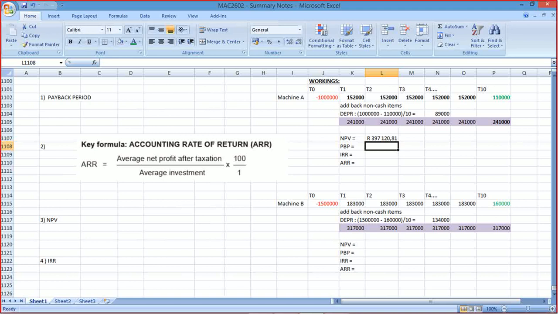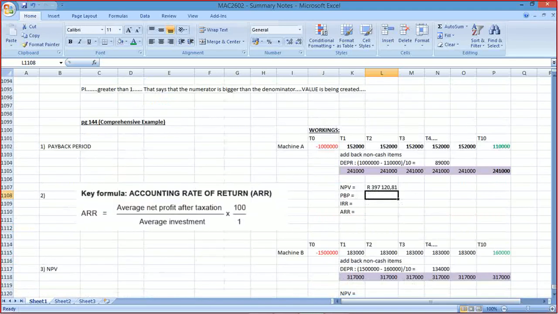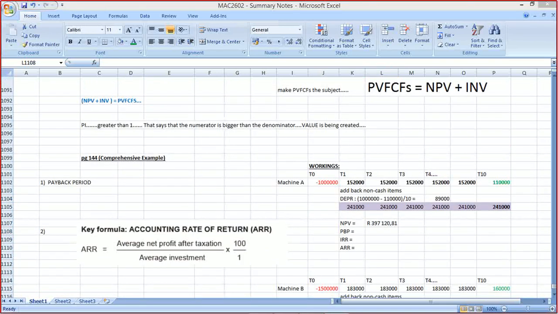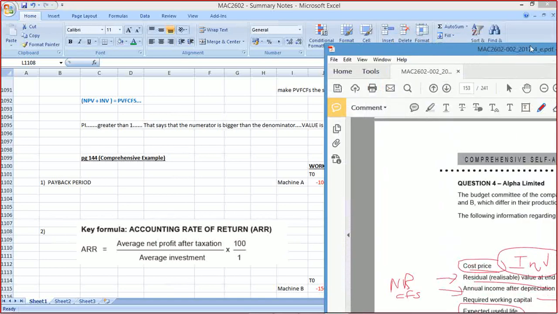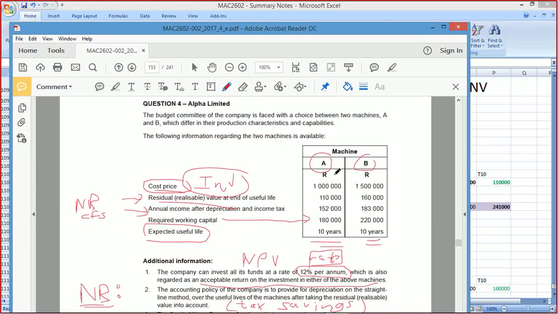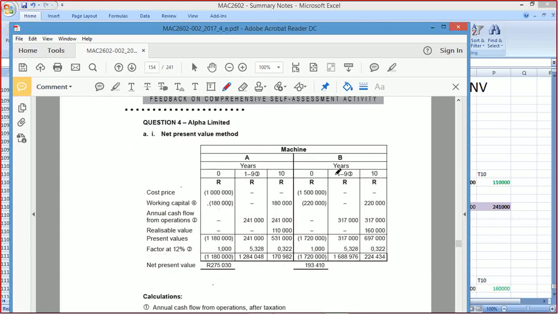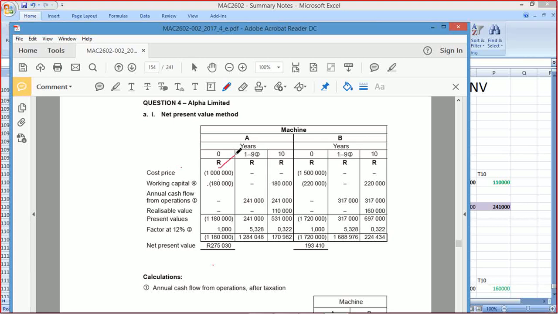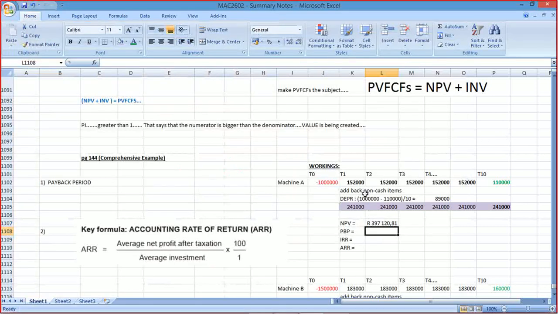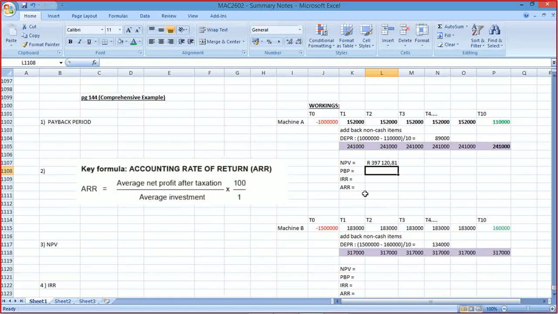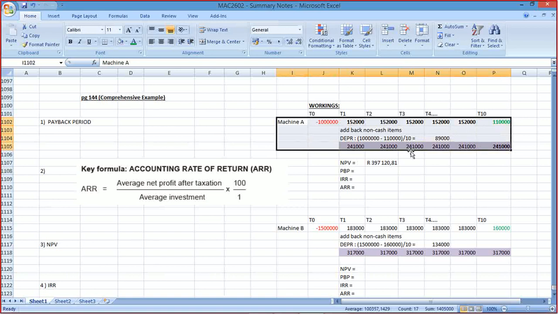Okay, let's just see, what did they get in the question? What did they get in the textbook? Let's see. Okay, so question 4. Here's their working NPV. Okay, so we had that. Oh, do we have that? No, we didn't. Oh, I left out the... yeah, I didn't put that in my working. We need to.